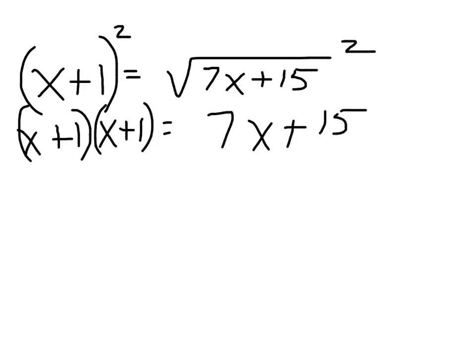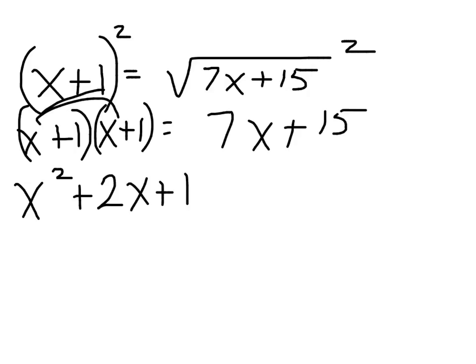And when I FOIL that, does anybody know what I get? X squared plus 2x plus 1. Remember? FOIL that out and then combine like terms. Now, what ends up happening here is I end up with what they call a quadratic, which you guys have done many times before. How do I solve a quadratic?